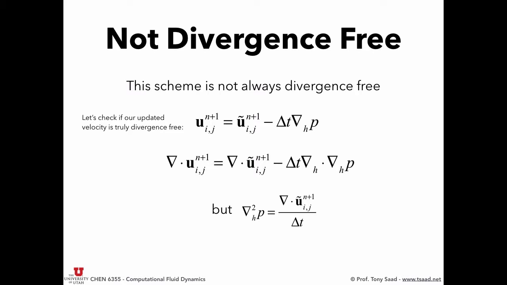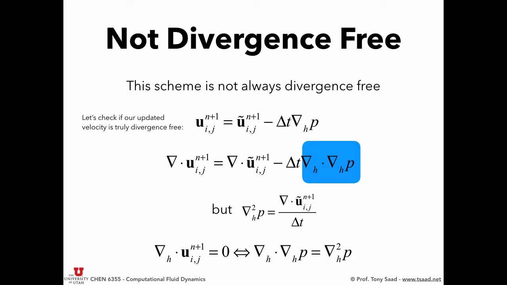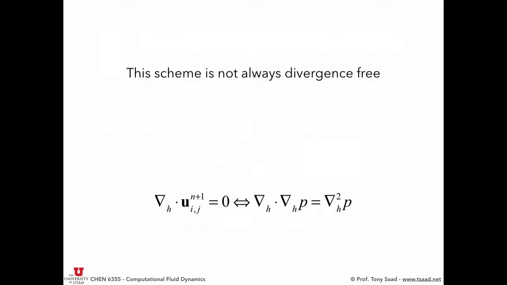So therefore, div u^(n+1) is equal to 0 if and only if this guy is equal to that guy, if div grad p is actually equal to del squared p. Now you can immediately tell, because we are using a central scheme for gradient and central for divergence, that div grad is not equal to del squared. It's actually going to produce a much wider stencil. So let's see what this means.